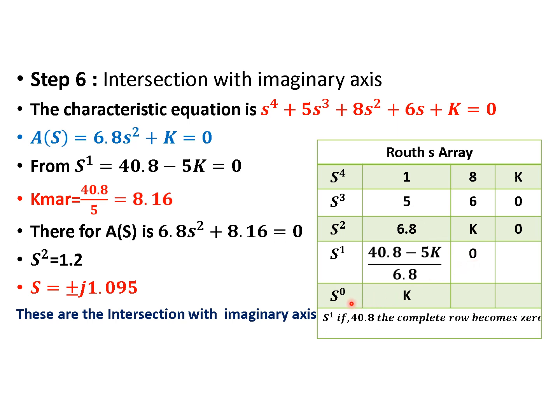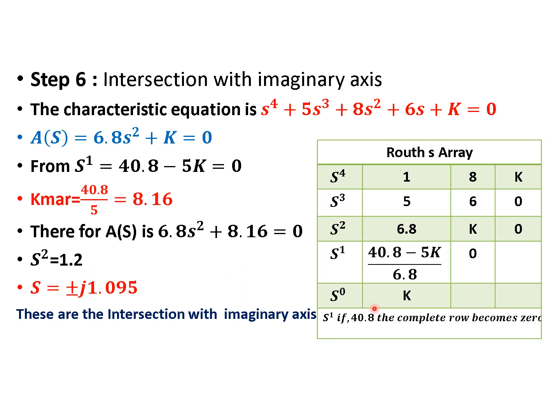For s to the power of 0, we multiply 40.8 minus 5k divided by 6.8 into k minus 6.8 into 0 divided by 40.8 minus 5k divided by 6.8k. So since in the numerator and the denominator we have the same value, we are left with only k. So k will be the answer for s to the power of 0.